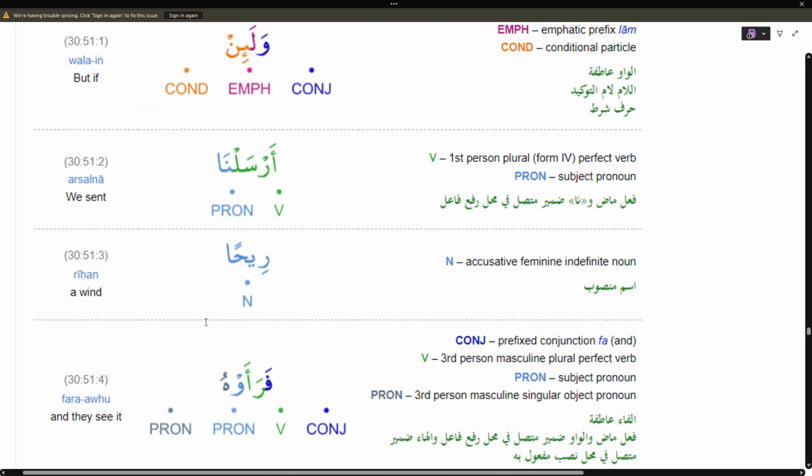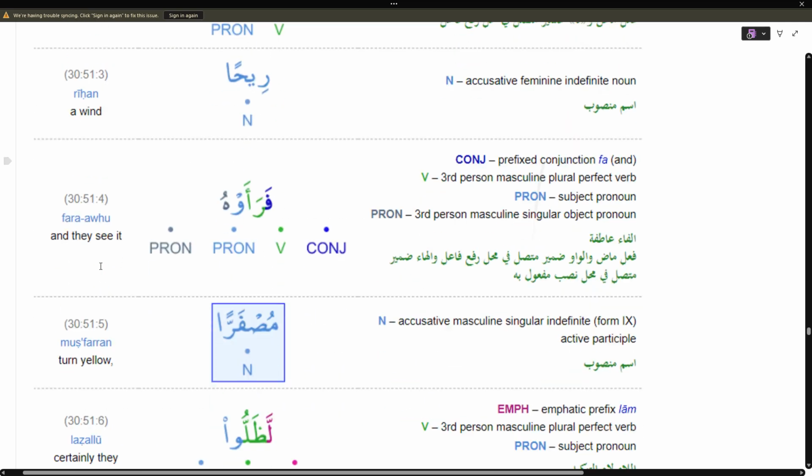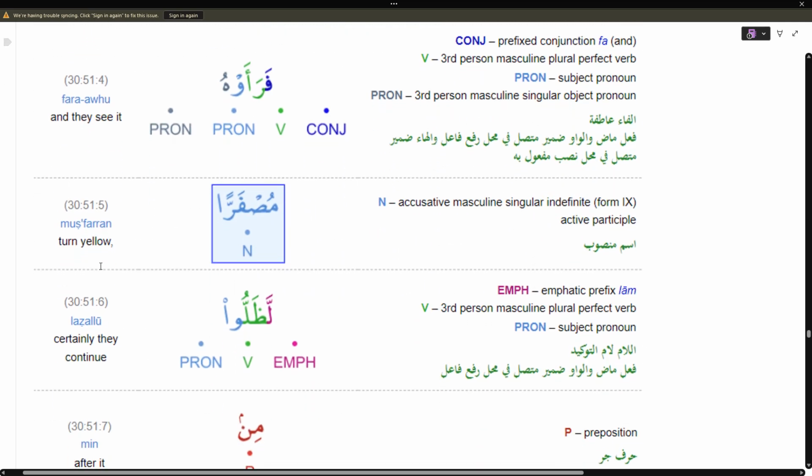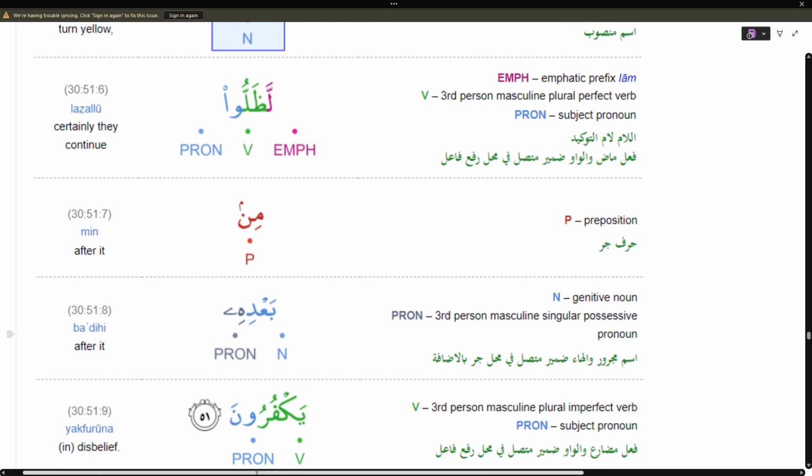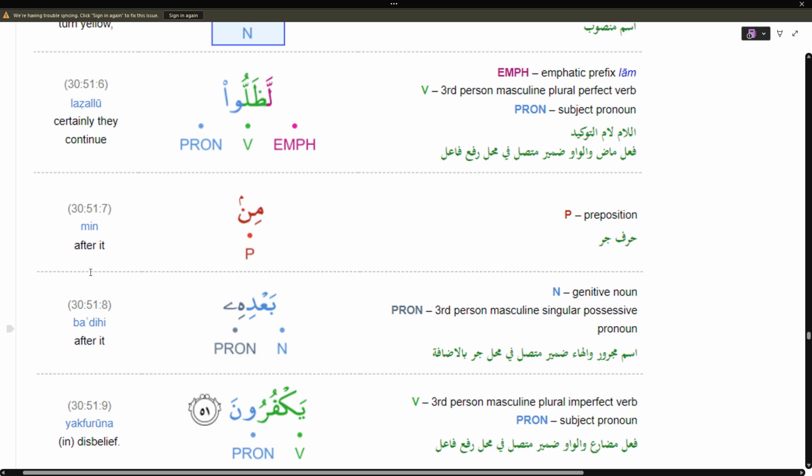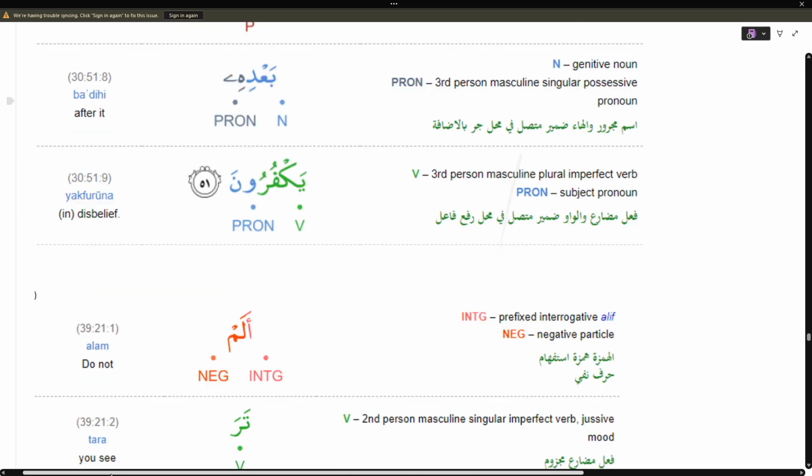Wa la in arsalna rihan, but if we send a wind, fara'awhu musfarran, and they see it turn yellow. So we have musfarran. And we have لَظَلُّوا مِن بَعْدِهِ يَكْفُرُونَ, certainly they continue after it in disbelief.